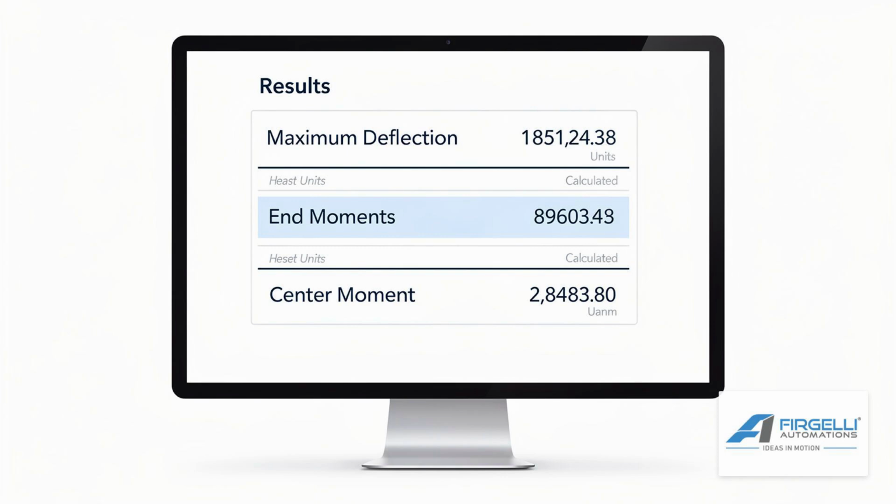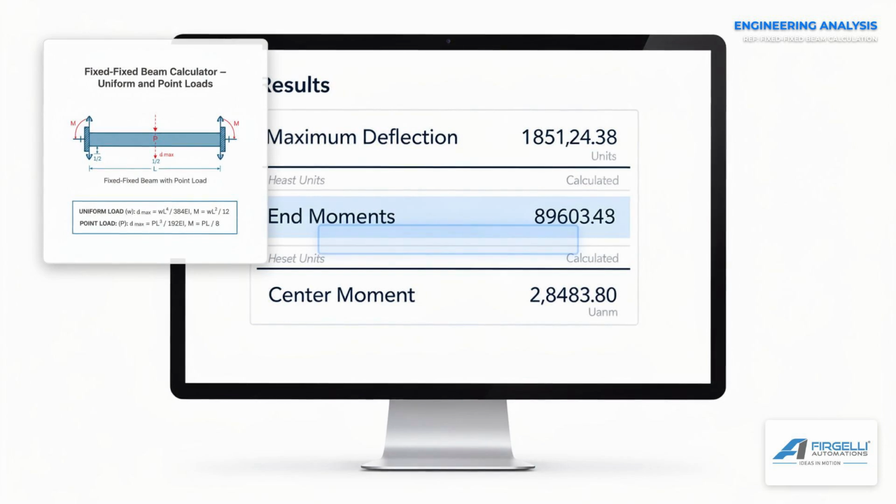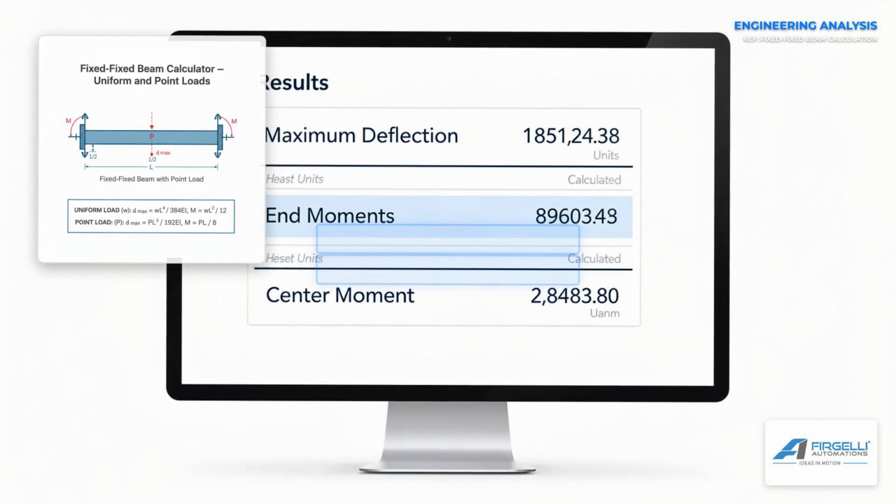After clicking Calculate, here are our results. The maximum deflection is 5.208 E1, which occurs at the beam center. The end moments equal 1.250 E plus 1, representing the fixed moments at both supports. The center moment is negative 1.250 E plus 1, indicating the moment at midspan.